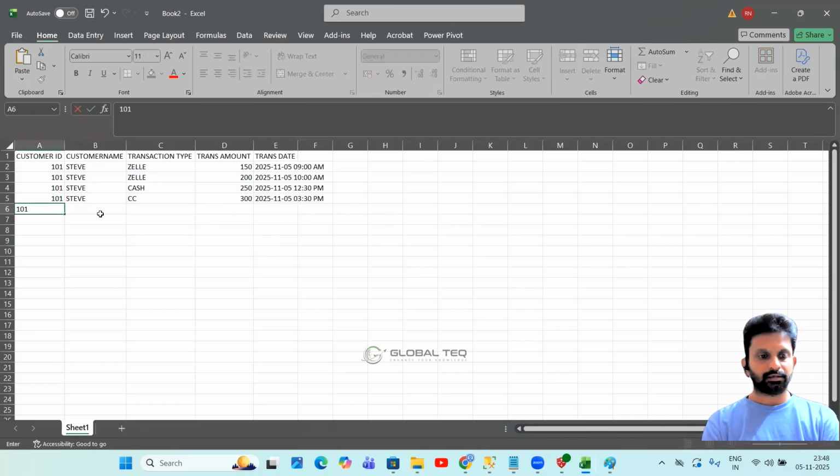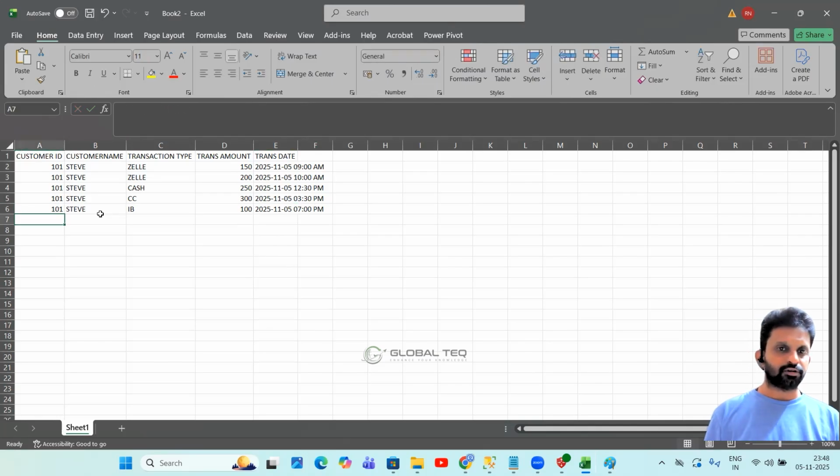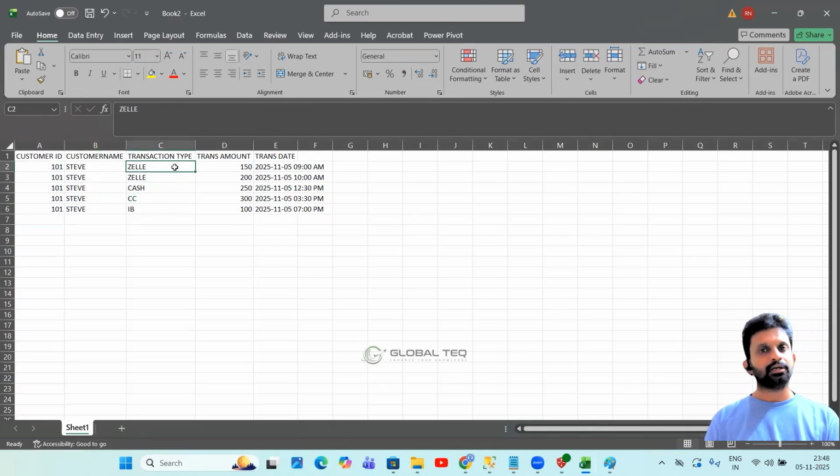Now, the same customer again made another internet banking transaction, which is again $100, 7 p.m. If you observe here, for one customer ID or one record, you have 5 different transactions that the customer made, which are of different transaction types. Some of them are cash transactions, some of them are UPI transactions, and some of them are credit card transactions and internet banking transactions.